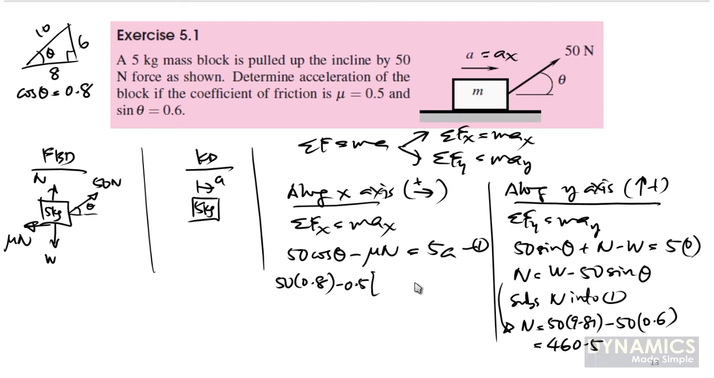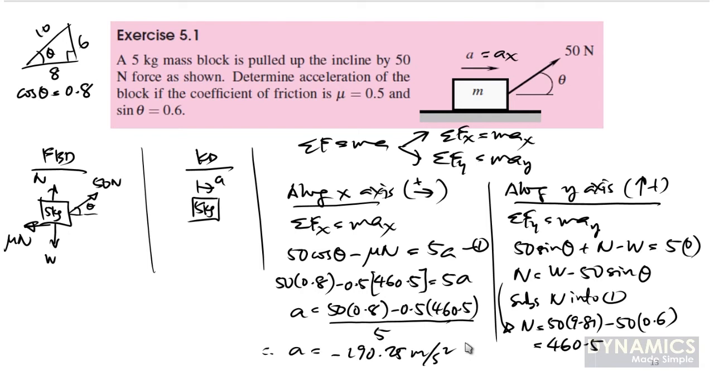This is our n, so we'll be substituting n here. We have 460.5, and this equals 5 times acceleration. So acceleration now is equal to 50 times 0.8 minus 0.5 times 460.5, divided by 5. Now I got a equals to minus 190.25.